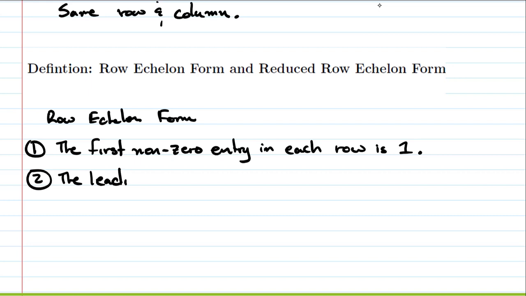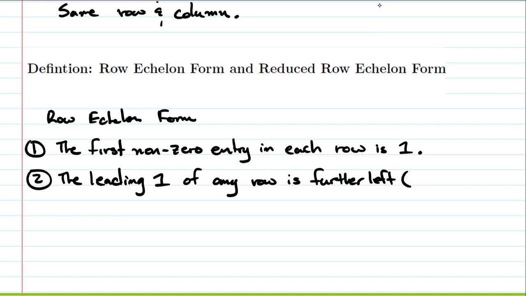The leading one of any row is further left, and that means the column number is less than the leading one of all rows below it.